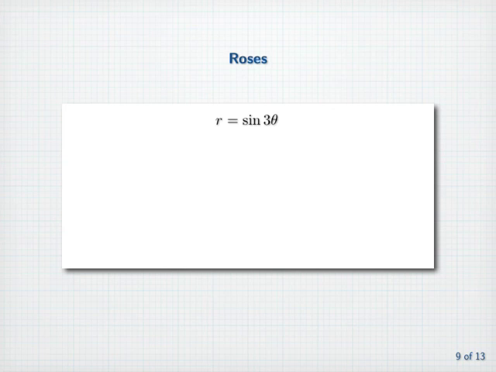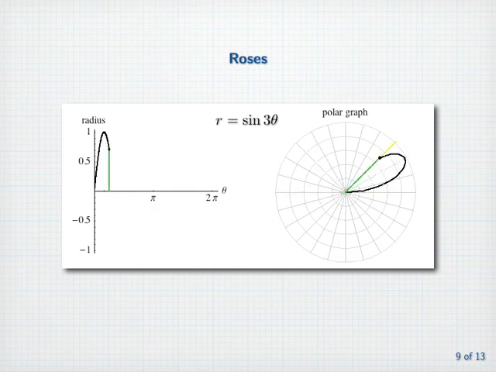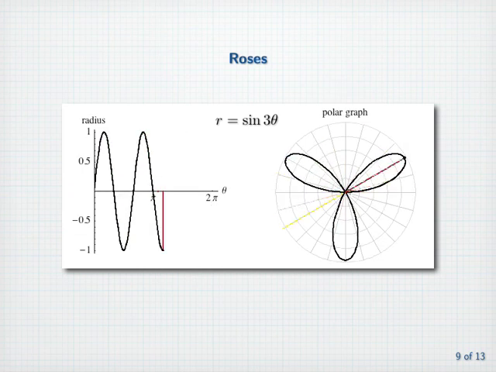Now let's look at r equals sine of 3 theta. Its polar graph is a 3-leaved rose. Notice that as theta goes from 0 to 2 pi, the figure is traced out twice.